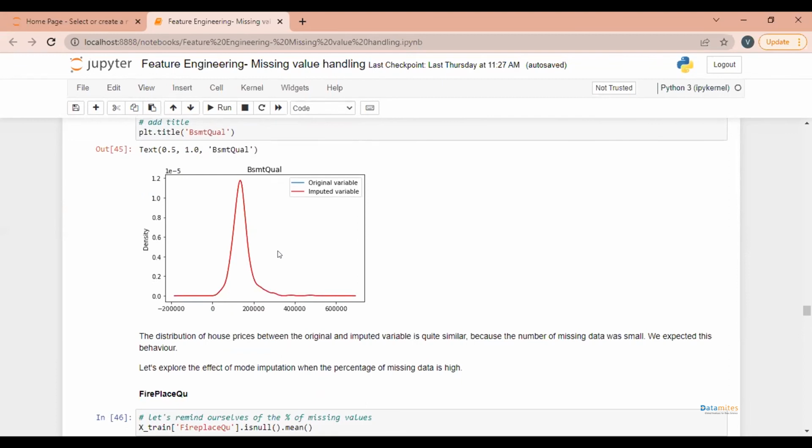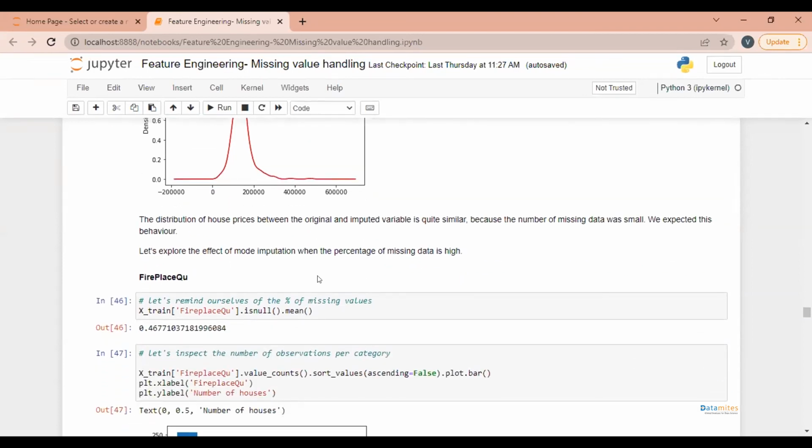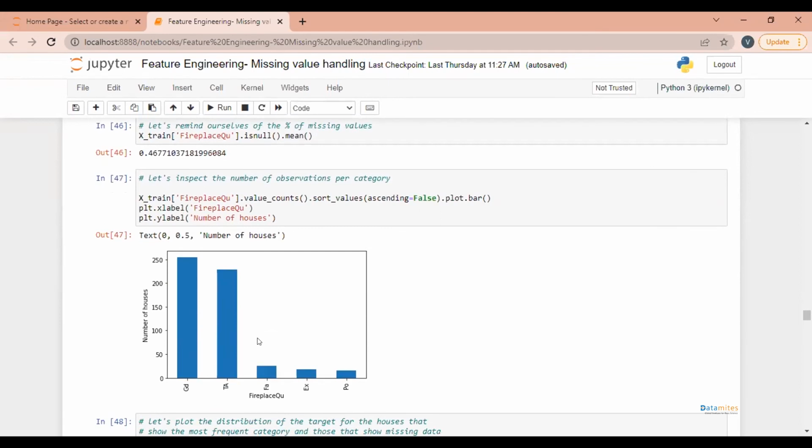So this can be a good practice. We can use this technique when the percentage of missing values is small. However, if we have more than 5% missing values, is this really helpful? Let's understand how the impact would be. Fireplace quality is a feature which had around 46 to 47% of data missing, so half of the data is missing. Let's understand the mode for it.